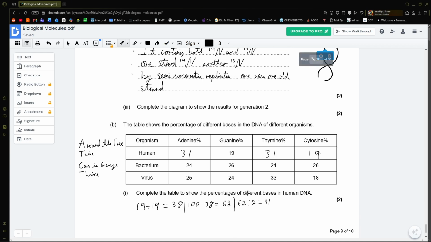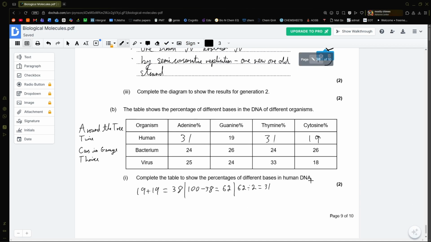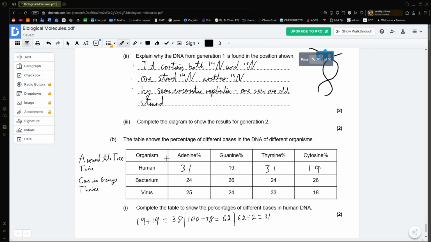This table shows the percentage of different bases in the DNA of organisms. Complete the table to show the percentages of different bases in human DNA. So, think about DNA. This is a little thing I use: around the tree twice, cars in the garage thrice. So A bonds to T, adenine bonds to thymine with 2 hydrogen bonds between them, and cytosine and guanine bond with 3 hydrogen bonds between them.